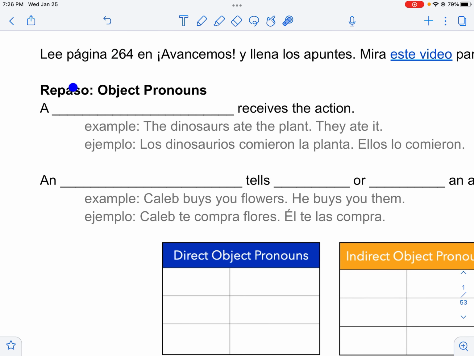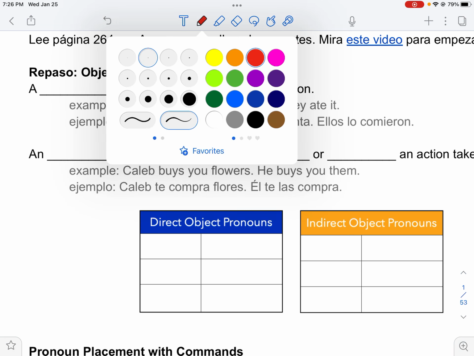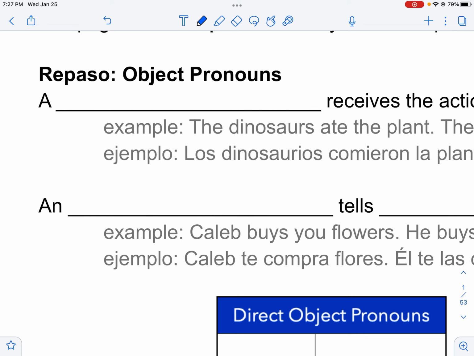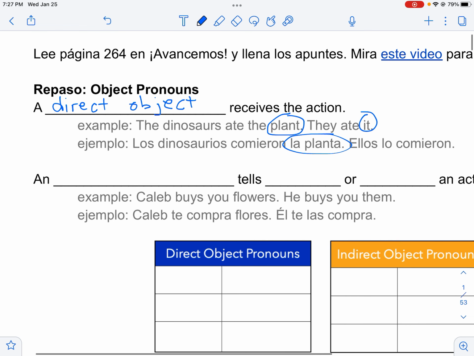Okay, fun grammar review. I'm going to talk about two types of object pronouns. You'll have to forgive my handwriting, I still don't have my Apple Pencil fixed. We have a direct object. The direct object is the thing that receives the action. So it's the plant, or it. The dinosaurs ate the plant. They ate it. That's a direct object, la planta, here in lo.